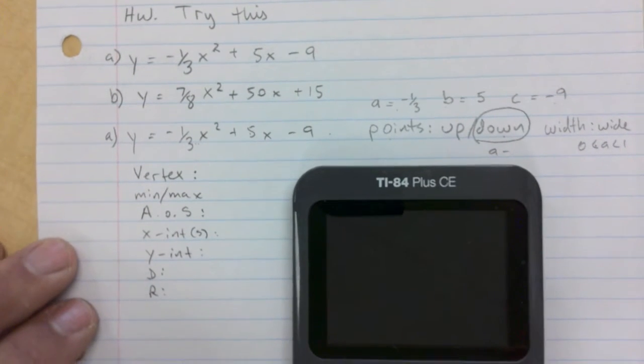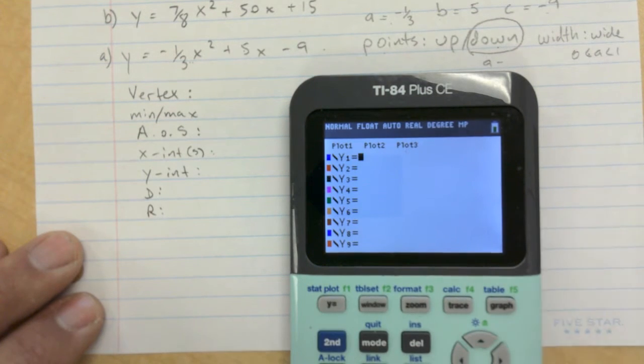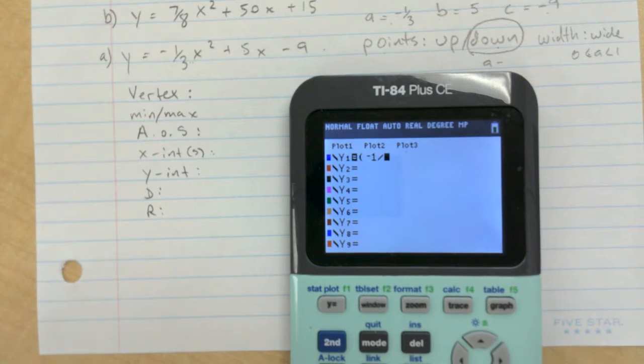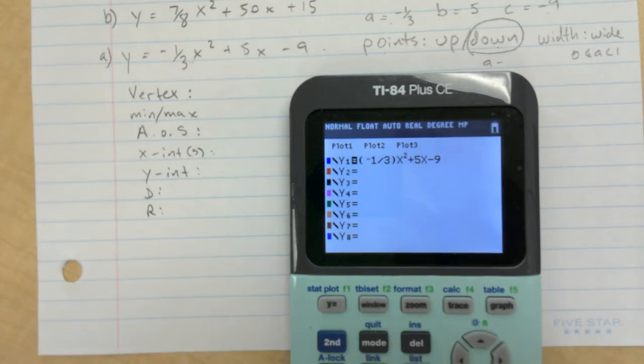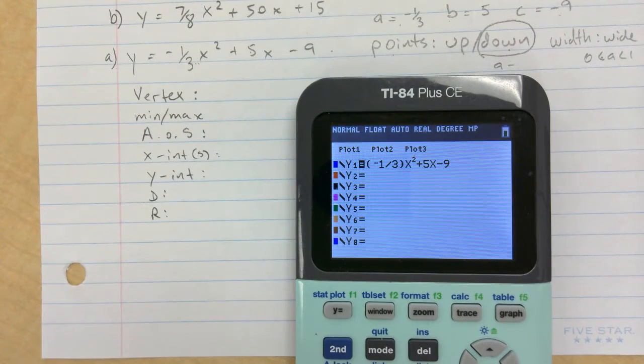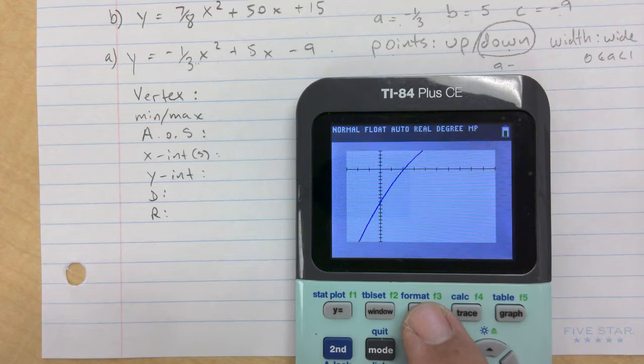So I'm going to grab my calculator and enter that into y1. So here we go. I use brackets, -1/3 x squared, right, plus 5x minus 9. So I type that in and I hit graph. And based on what I had, my window, it's not looking too good, right? So I always like to start from scratch, unless you're comfortable with changing your window already.